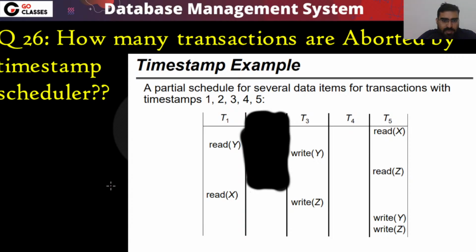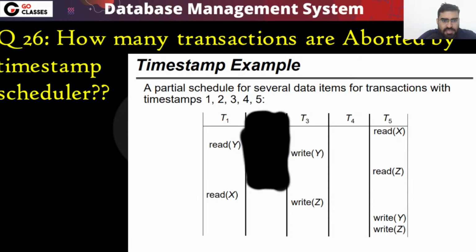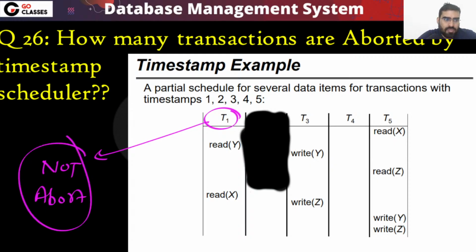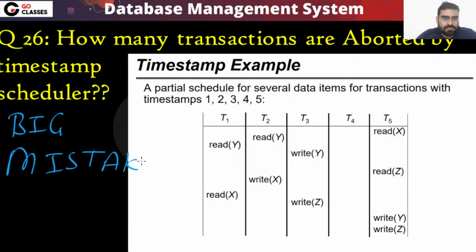Isn't it a beautiful question? Tell me, are you finding this question beautiful or not? Let me tell you the mistake. This is a big mistake. Now you can notice that this will not roll back, so there is no problem. This will not abort. What is the big mistake? Can you tell me?